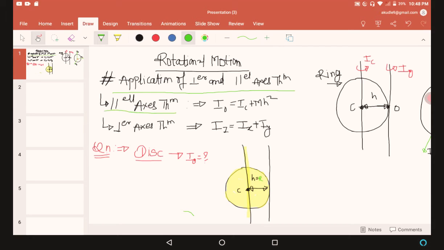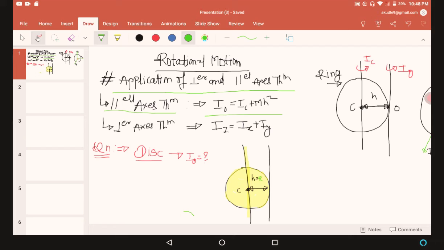The parallel axis theorem is given by I naught is equal to IC plus MH square. Before that, we must know what I naught, IC and MH square are, and what they mean. Here in rotational motion, the body is in a state of rotation, which means the body is rotating about an axis of rotation. Let's take the parallel axis theorem.